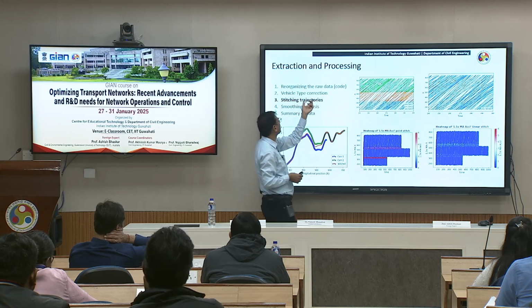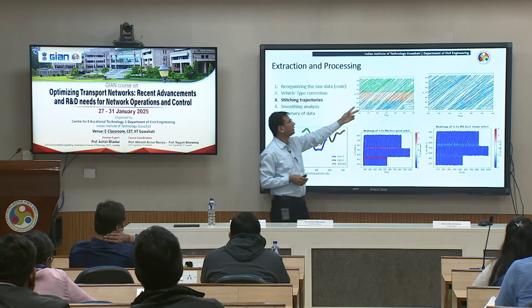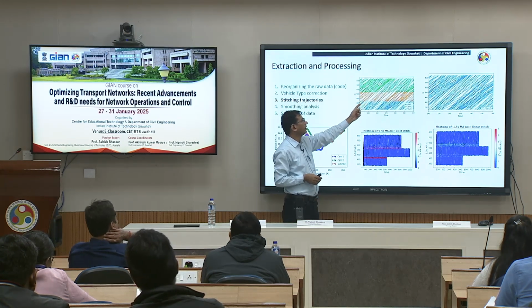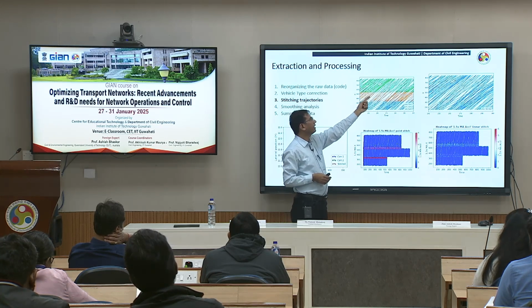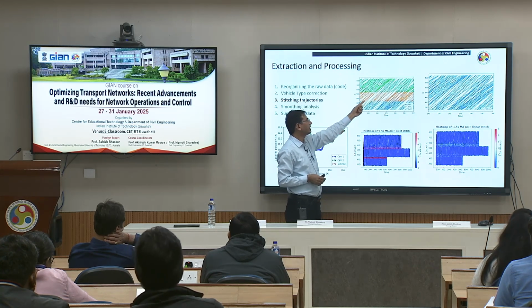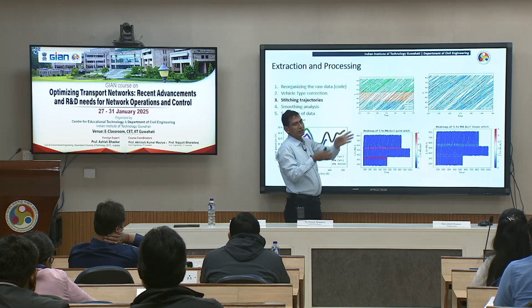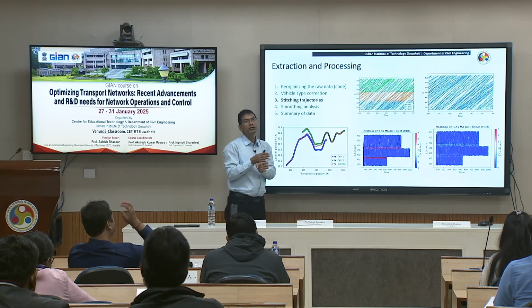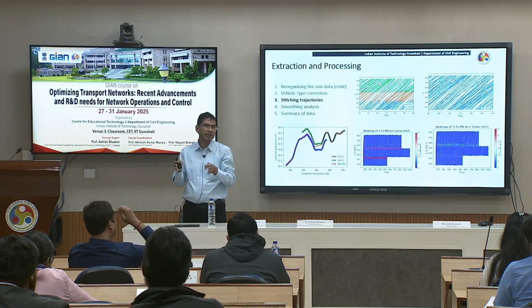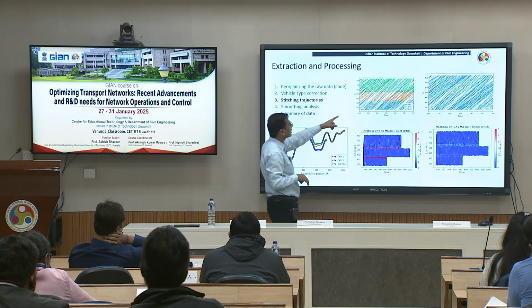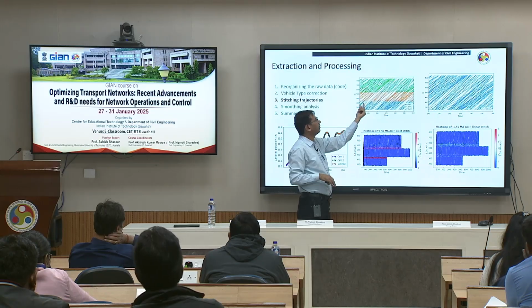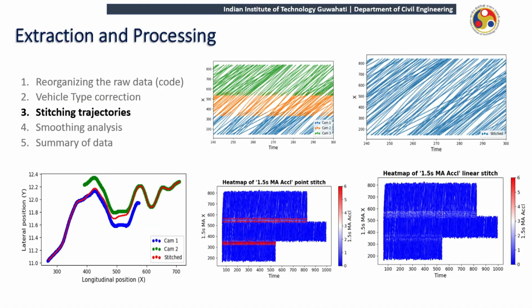In order to stitch these trajectories, there are a few criteria you need to check, to identify whether a particular trajectory belongs to the same vehicle or some other vehicle. There you need to apply certain constraints. First is the pair-to-pair vehicle match, because if you are getting the same vehicle trajectory, the vehicle class will be the same. That is the first match.